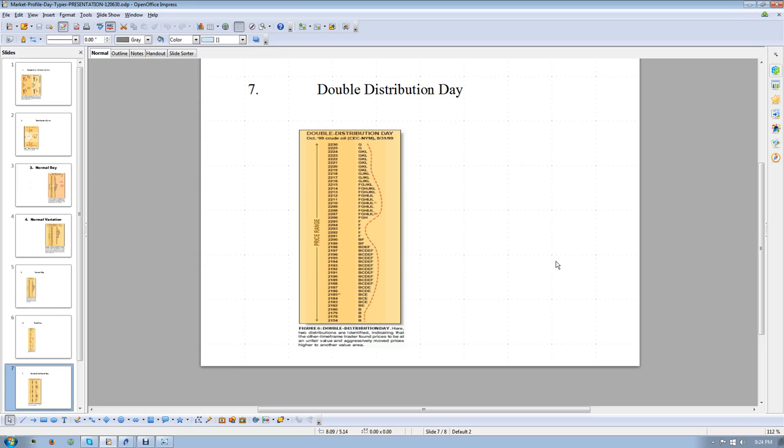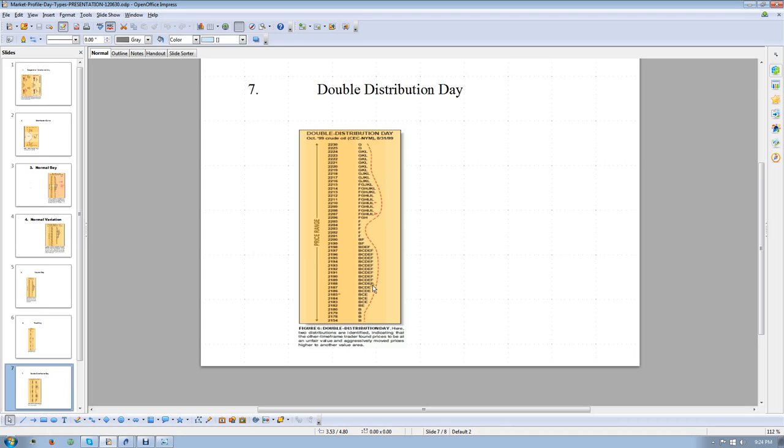And then the final type of profile structure that's formed is called a double distribution. One of the characteristics of these is what's called single prints. We know that each TPO is a 30-minute time frame. And you can see here, F, I can tell you right now, this is important out of the TPOs.